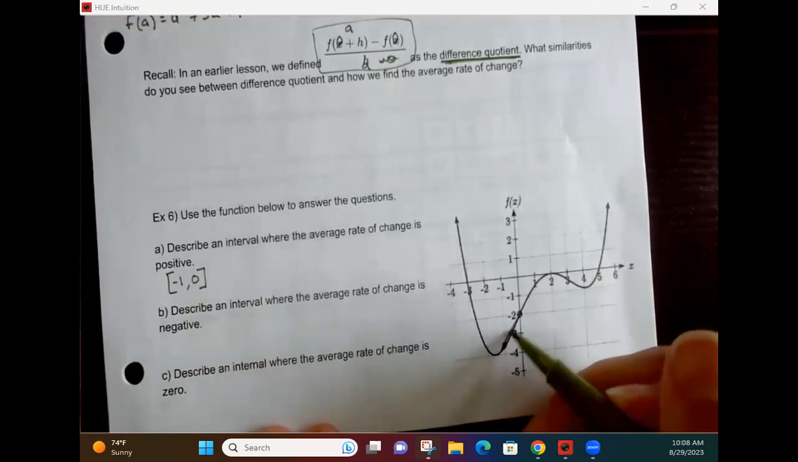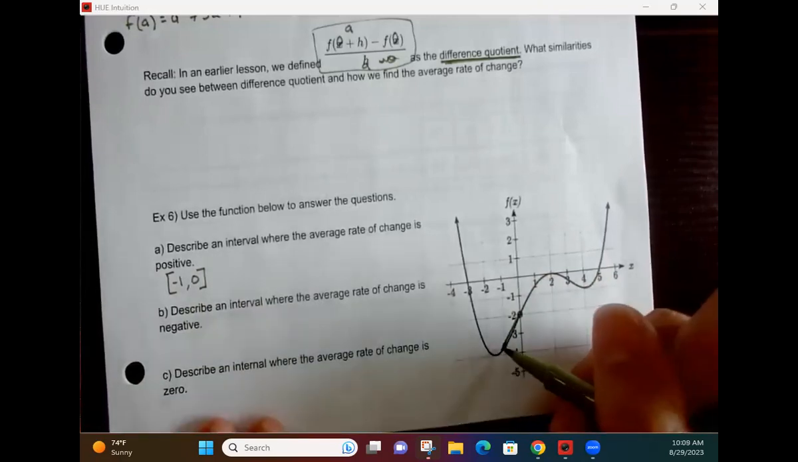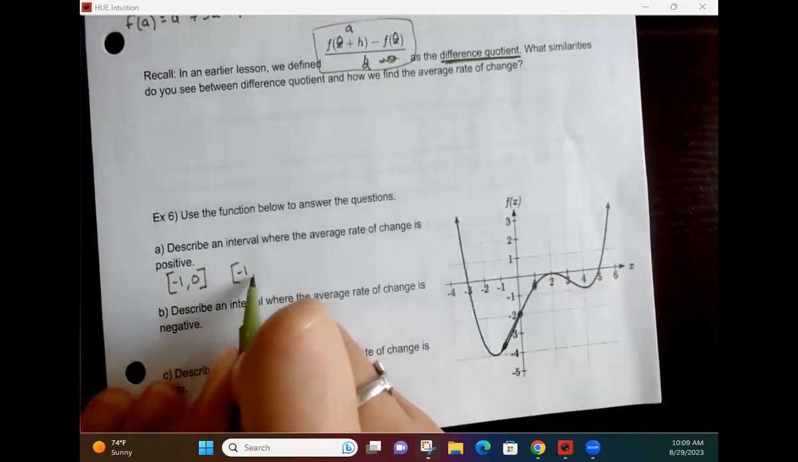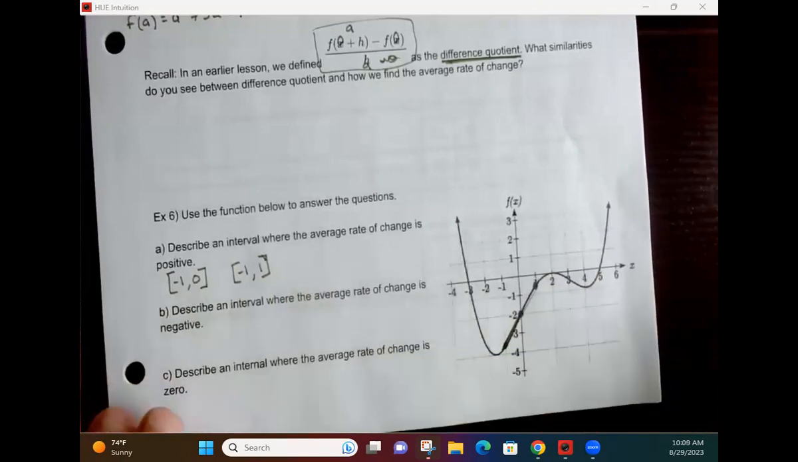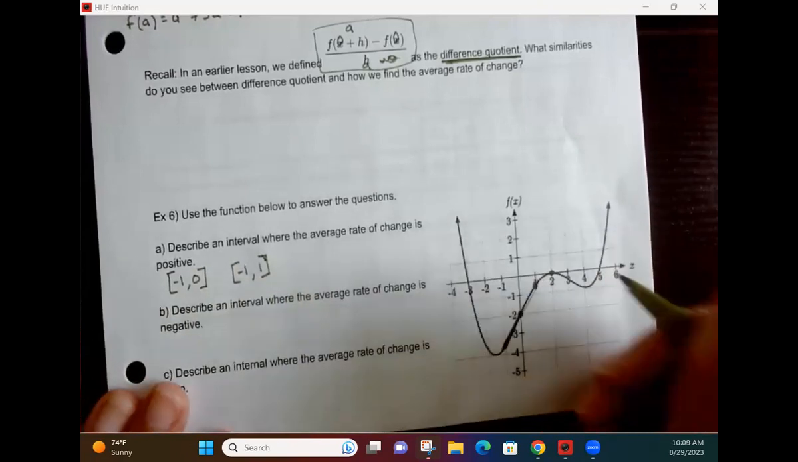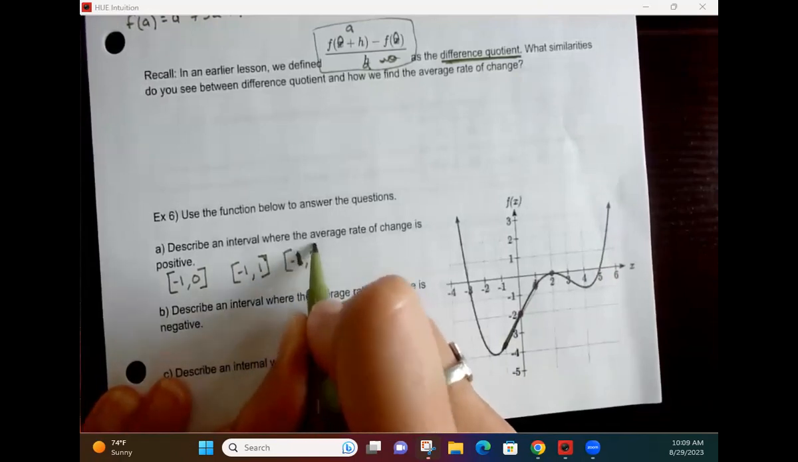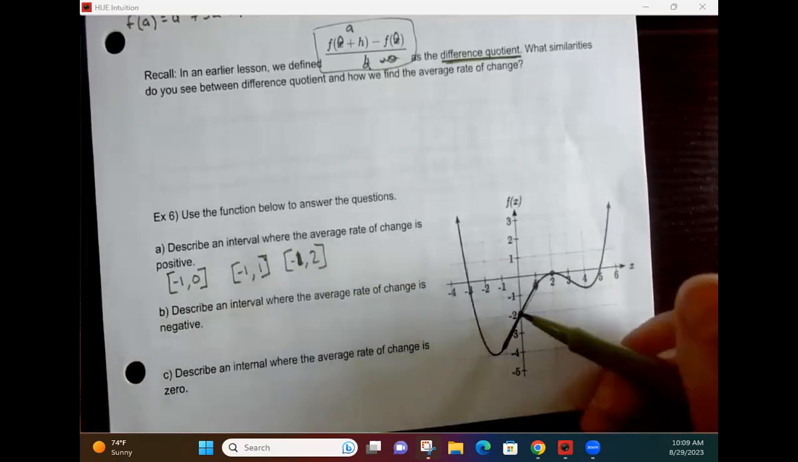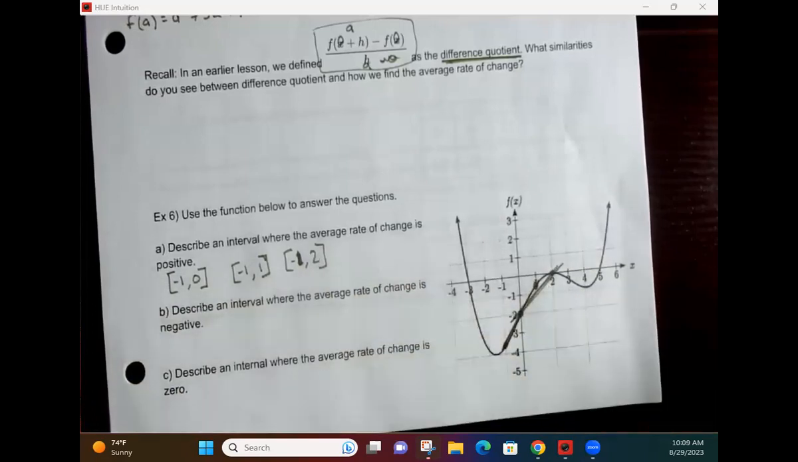Right? If I found the slope between those 2 points, it's going to be positive, yeah? That works. I could expand this to go to 1. So from -1 to +1. That's going to be positive. I could expand it to 2. -1 to 2 would also have a positive rate of change. I could go from 0 to 2. That would also have a positive rate of change.